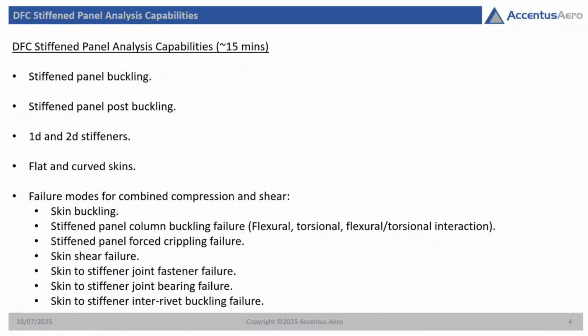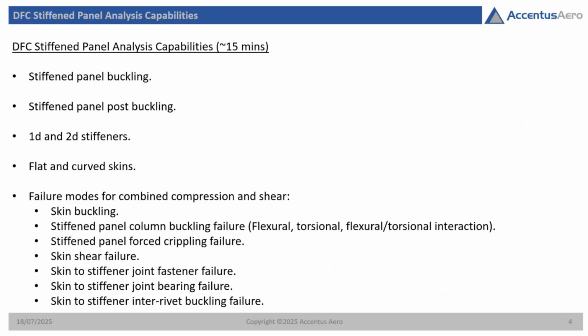Right, so what we're going to quickly have a look at is the capabilities of DFC. We can do stiffened panel buckling to estimate the initial buckling of the panel. Then we can also do the post buckling of the panel. We can accommodate both 1D and 2D stiffeners, whether the stiffener is either 1D or meshed in 2D. We can accommodate both flat and curved skins. For the failure modes, we consider both compression and shear failure modes, skin buckling, and stiffened panel column buckling. We do flexural, torsional, and the interaction of those two. We look at force crippling failures, skin shear failure, joint failures, as well as inter-rivet buckling.